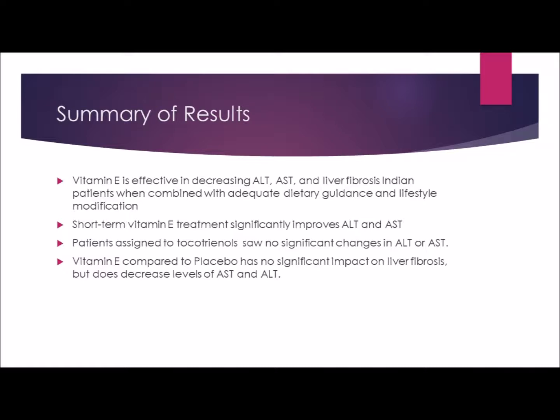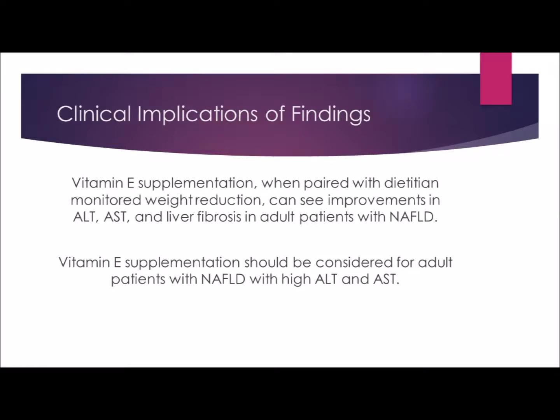Our next study looked at short-term, which is 6-month, supplementation of vitamin E, and they saw that it improves ALT and AST in adults with metabolic syndrome. However, when we looked at patients who received mixed tocotrienols, we saw no improvements in ALT and AST. Then we looked at vitamin E compared to a placebo. While it may not have any effect on liver fibrosis, we can see that it does improve both AST and ALT. We can now look at what the clinical implications of these findings are.